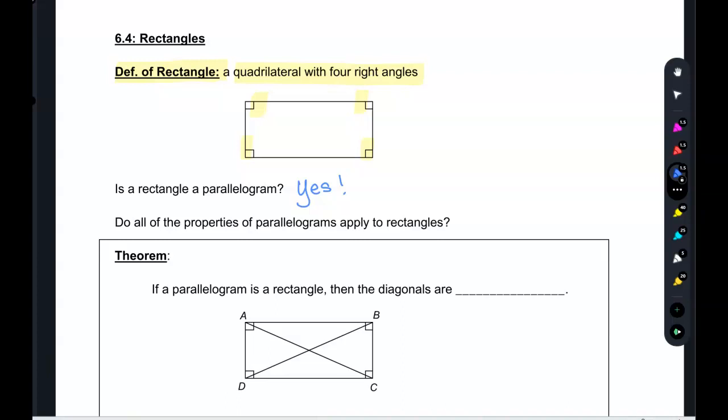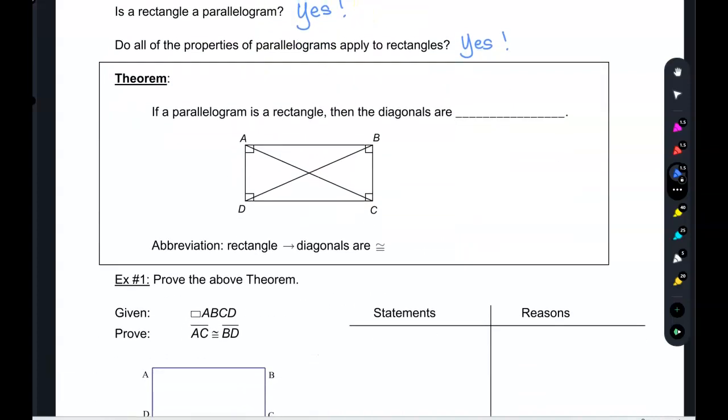So do all the properties of parallelograms apply? Yes. We know opposite sides have to be parallel, right? We know opposite sides have to be congruent. We know opposite angles are congruent. Consecutive angles are congruent. And there's one more: diagonals bisect each other. So all of those properties are going to apply.